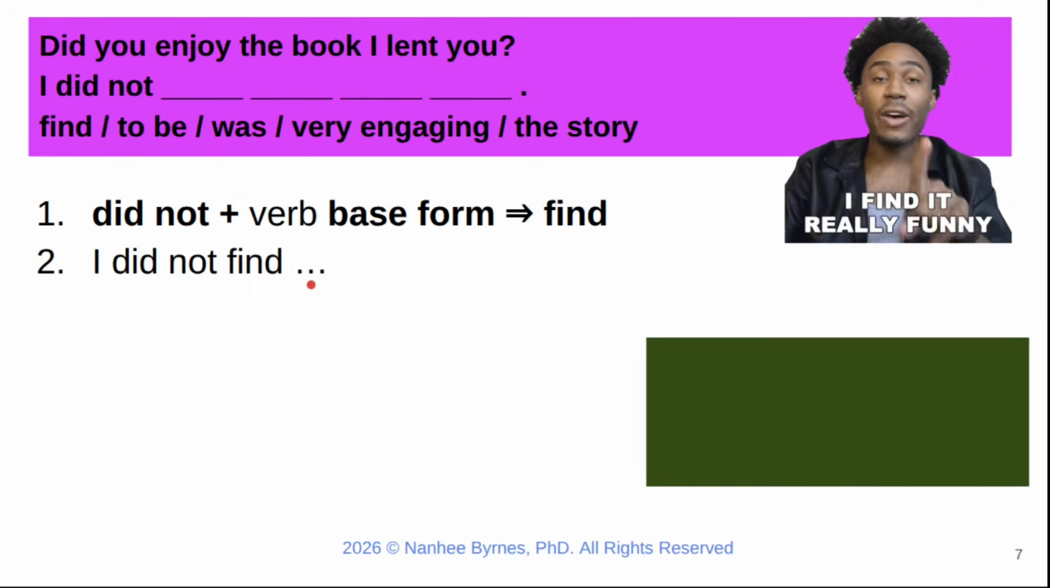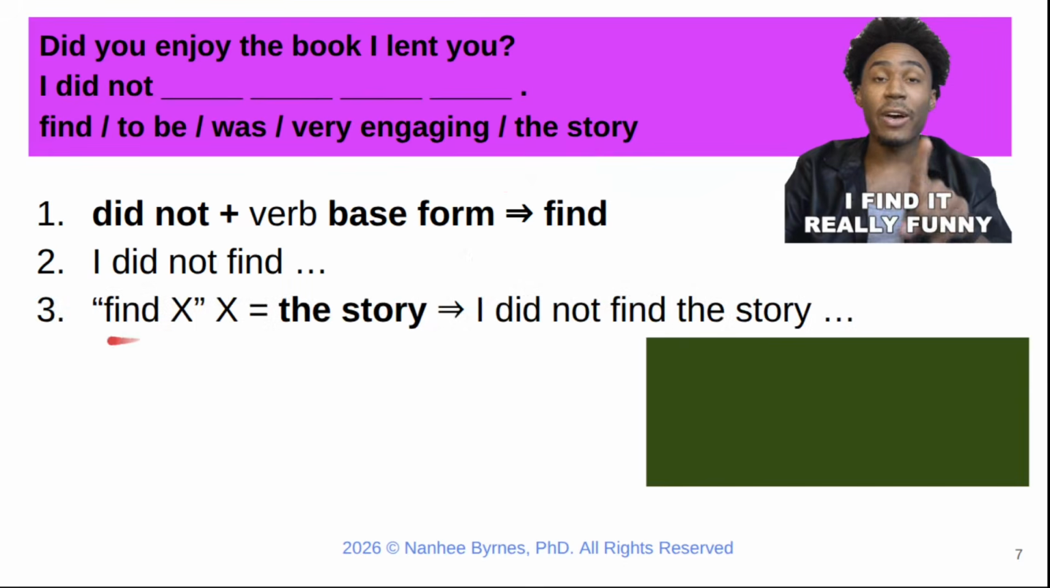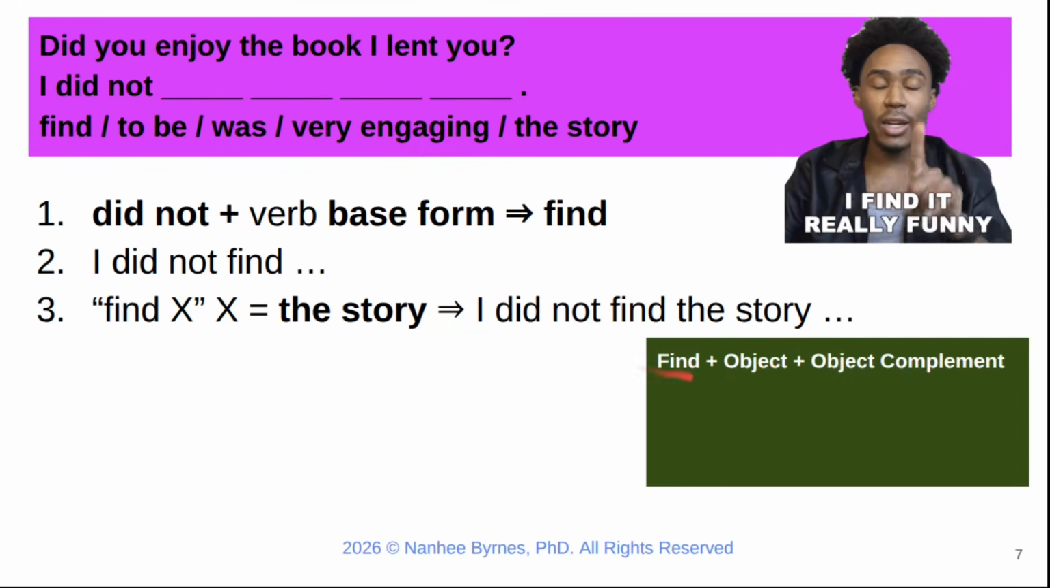Next, answer find what? We need an object. Among the given words, the story is the only choice. Now we have I did not find the story. We still have blanks left. Since the story is already the object, the remaining words describe it. This is where object complements come in.